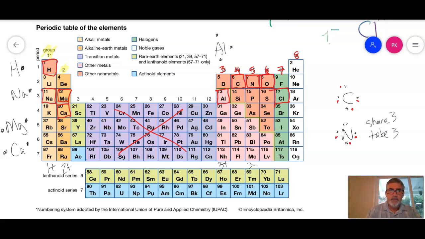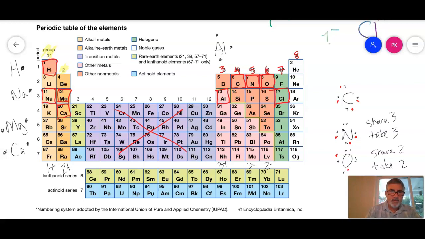Oxygen has 6: 1, 2, 3, 4, 5, 6. So again, it needs 2 more to get to 8. It will either share 2 or it'll take 2. So it tends to form ions with a 2 negative charge.